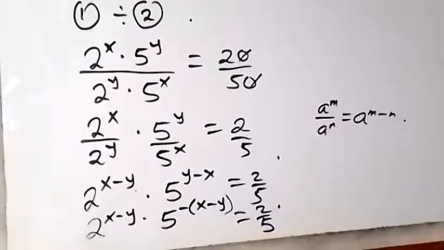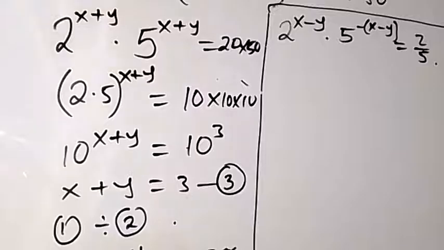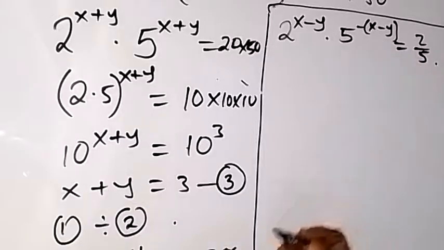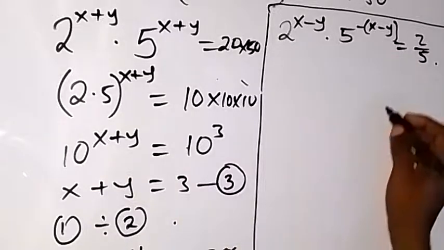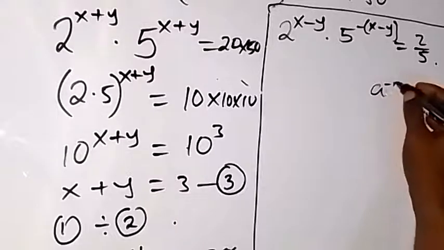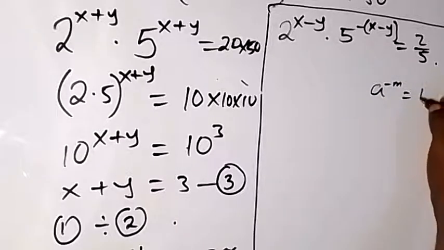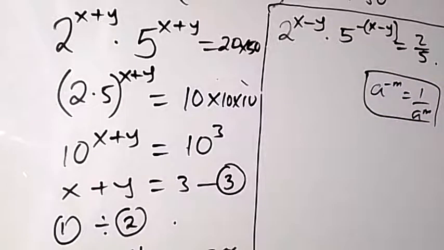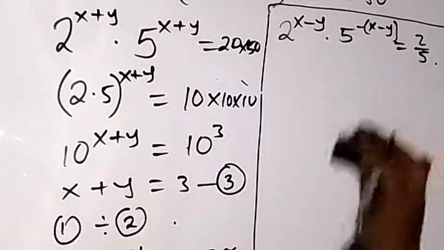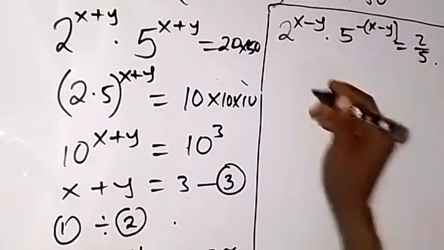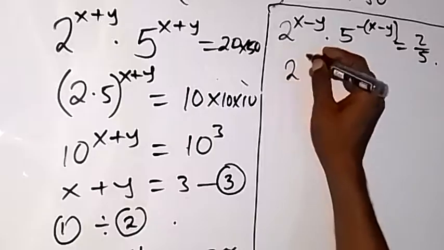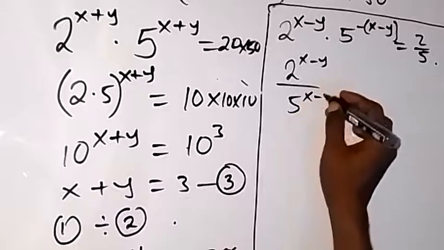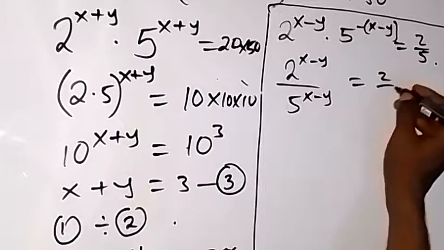And from there, we can rewrite this as 1 over 5 raised to power x minus y. Because when we have a raised to power minus n, we can write it as 1 over a raised to power n from the law of indices. And when we apply that here, this raised to power minus is like we have reciprocal. We now have 2 raised to power x minus y divided by 5 raised to power x minus y, which is equal to 2 over 5.